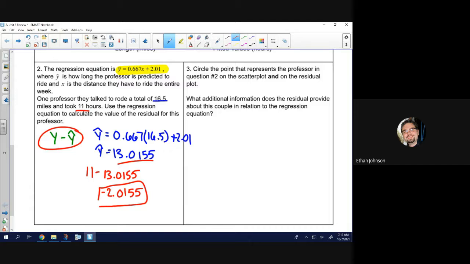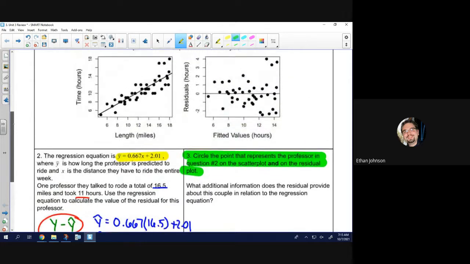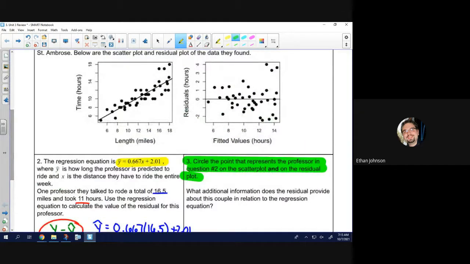Question 3 has two parts to it. First, we are going to circle the point that represents the professor in question 2 on the scatter plot and on the residual plot. So the scatter plot is what actually happened, they took 11 hours to ride 16.5 miles. So length in miles, we go over to 16.5 roughly, and we go up to 11. So it is roughly that point.